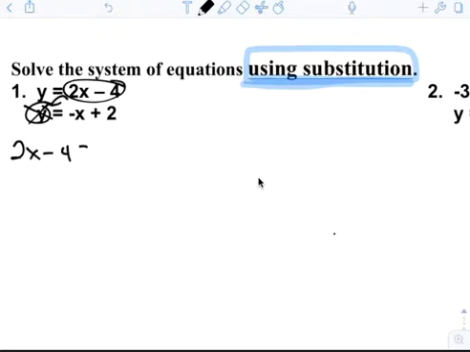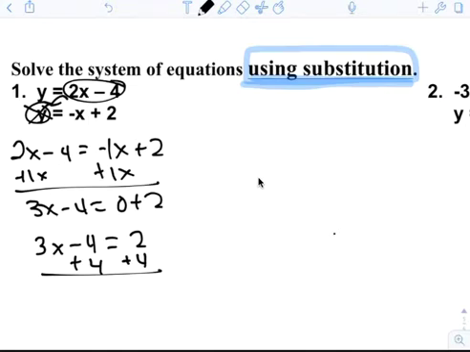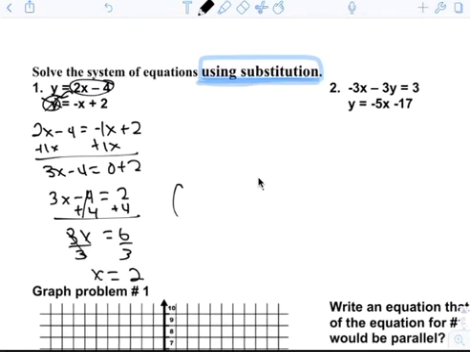2x minus 4 equals negative x plus 2. And you add 1x, add 1x. You get 3x minus 4 equals 0 plus 2, which is 2, right? 2 equals 3x minus 4. You add 4, add 4. 3x equals 6, divide by 3, divide by 3. X equals 2. So the graph will meet at 2, what?